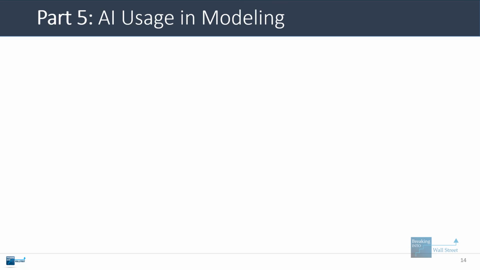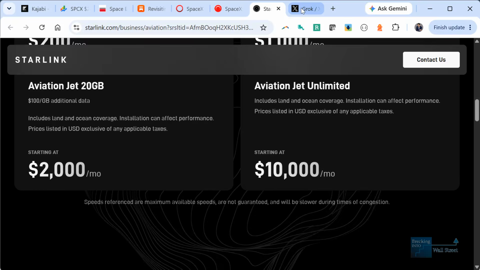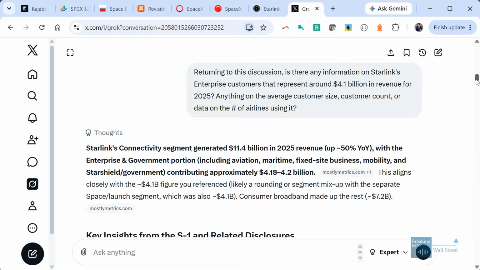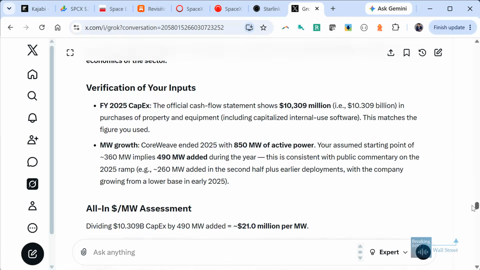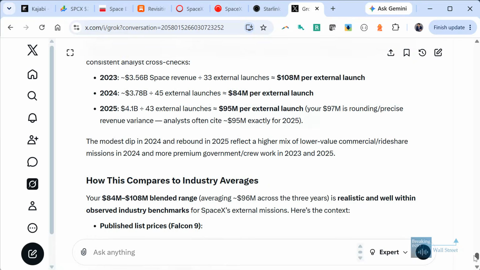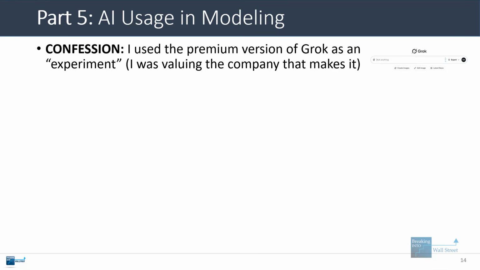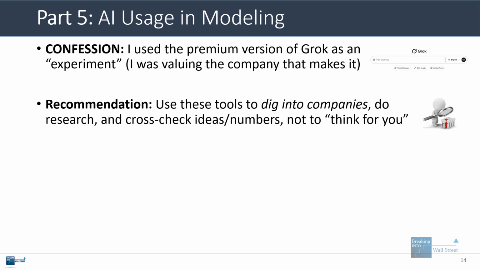I also want to address a few questions I got about how to use AI tools and whether you should try to do all your Excel work using these, and I'm just going to give my quick impressions and what I recommend. So I will confess that I used the premium version of Grok as a bit of an experiment. After all, I was valuing the company that makes it, so I felt it was appropriate. And I went through quite a few prompts. You can see my whole dialogue here. It's probably thousands or at least hundreds of messages, something like that. So I used it pretty extensively to pull all sorts of data, to cross-check numbers, to double-check things, to get new ideas.